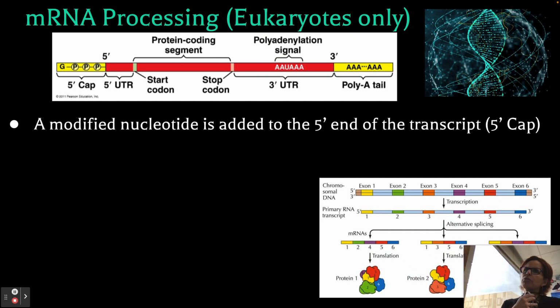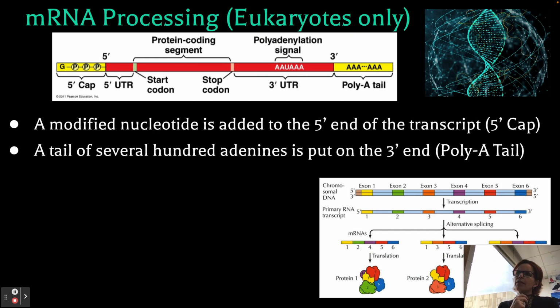Okay, so a modified nucleotide is added to the 5' end. We call that the 5' cap. And then a tail of several hundred adenines is put on the 3' end. It's called the poly A tail. We learned that there are some types of microRNAs that eat the mRNA from the tail end. Once they eat the poly A tail, the mRNA doesn't work anymore, and so in essence, you've shut the gene off. We'll get to that, but just know they eat the poly A tail.